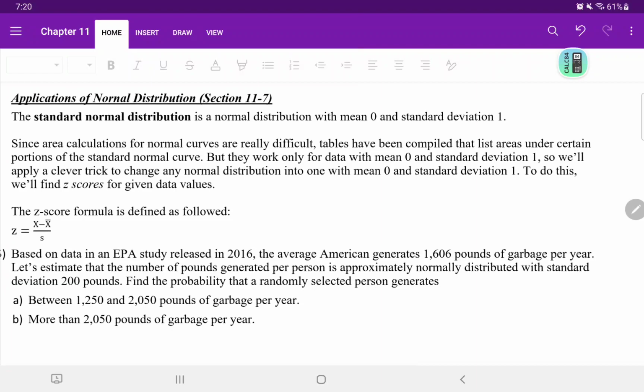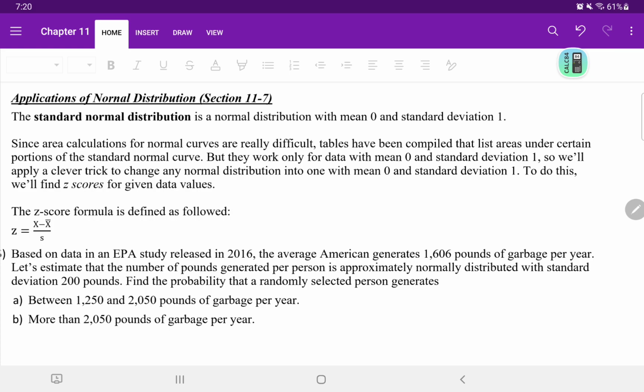Now, I'm going to reiterate some information. Since the area calculations for a normal distribution are really difficult, tables have been compiled that list the areas in a certain proportions of the standard normal curve. But they only work from when the mean is 0 and the standard deviation is 1. And that table is called the standard normal distribution table, as we used for chapter 11, section 6.